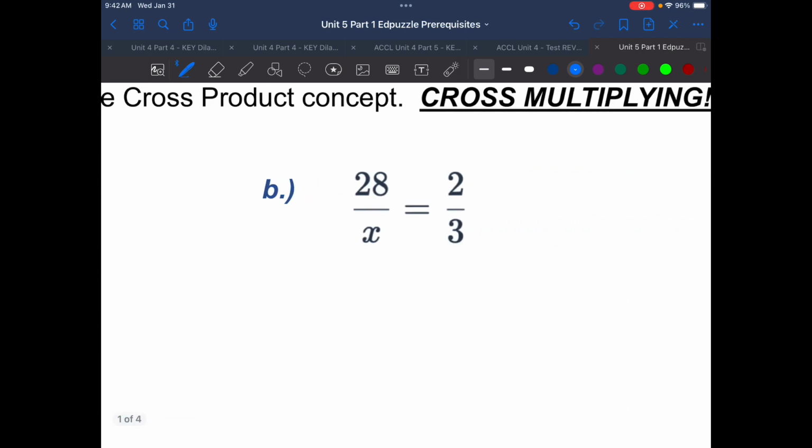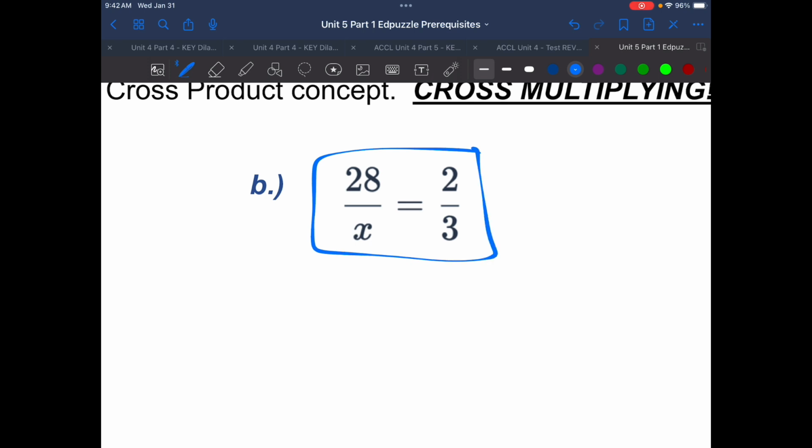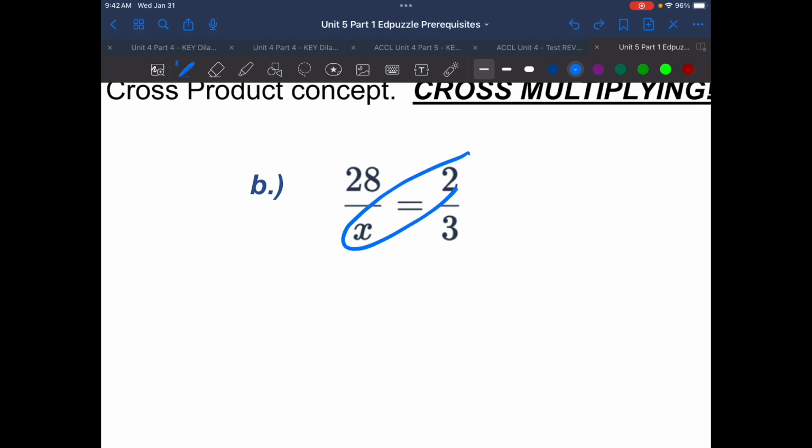Same idea. We have a proportion. Why is this a proportion? Because it's one fraction set equal to another. Okay, but I'm going to cross multiply. 2 times x is 2x. I'm going to carry down my equal sign.